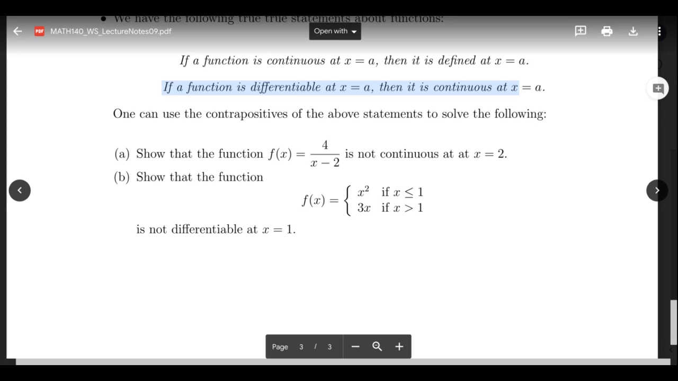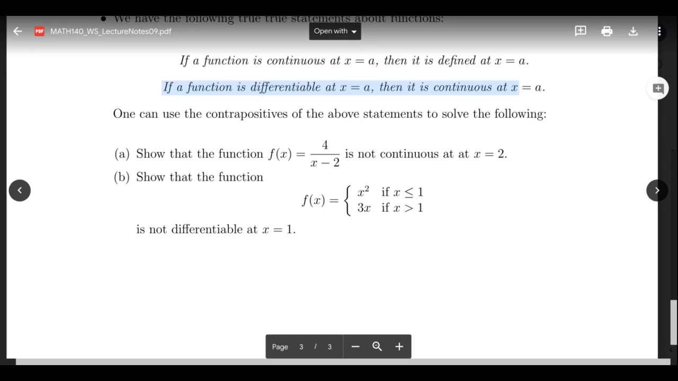So we see this function at x equals 1, f of 1 equals 1, because it is in the first part of the domain. But the limit of f of x, for the other part, the limit when x approaches 1 of 3x, equals 3, right? So the limit of 3x when x approaches 1 equals 3 because it's a linear function.